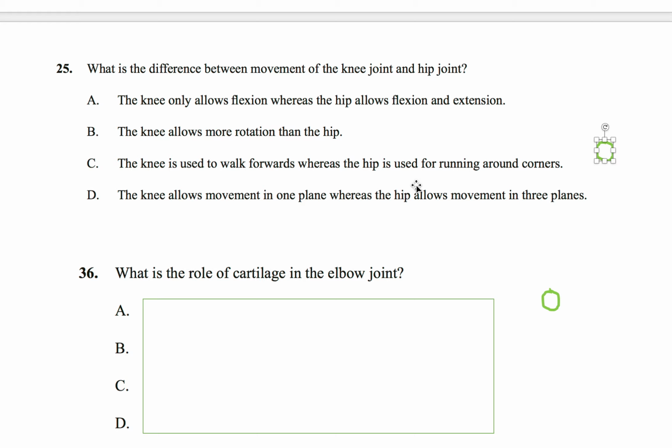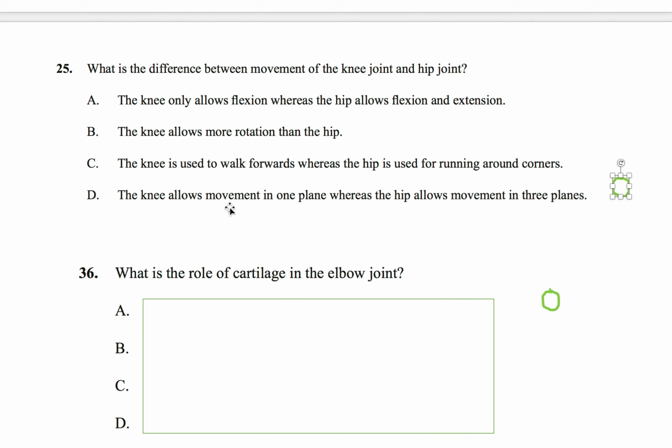Your knee is not meant for a specific purpose, and your hip is not meant for one purpose. Your whole body works together to make a complicated movement. So to run around corners, you need your whole body. Your knee joint, your arm joints, everything. So no specific joint is made for such a specific movement or such a specific purpose. That's why C is also incorrect.